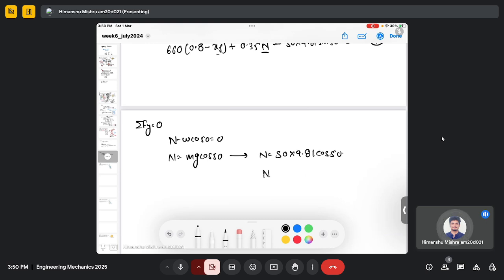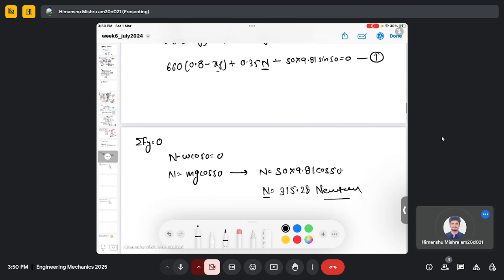So my N will come out to be 315.28 Newton. Whenever I write N, I cannot write Newton as N, because it will be confusing. So I will write it this way. This is my N, which is 315.28 Newton.